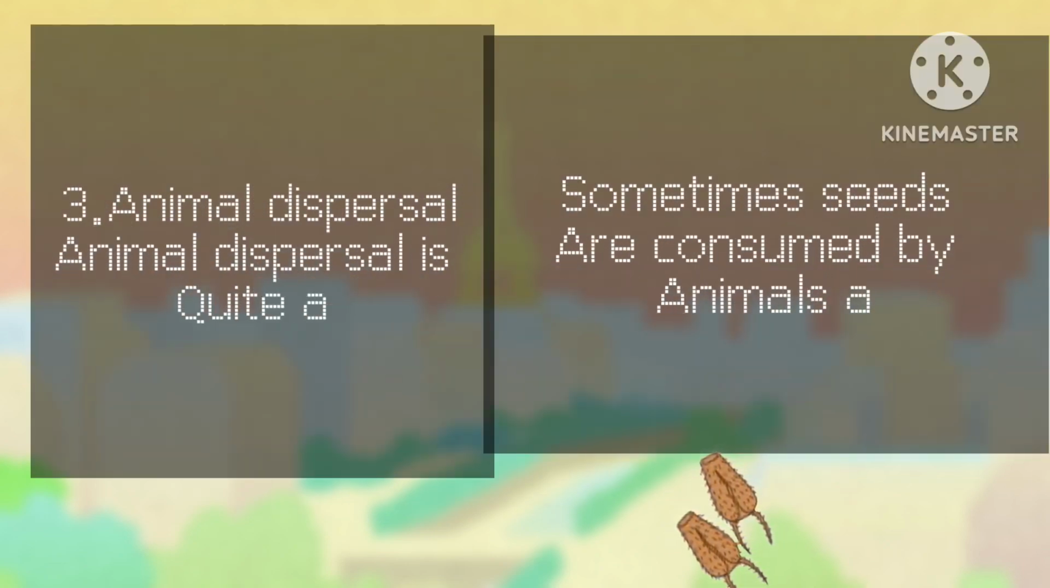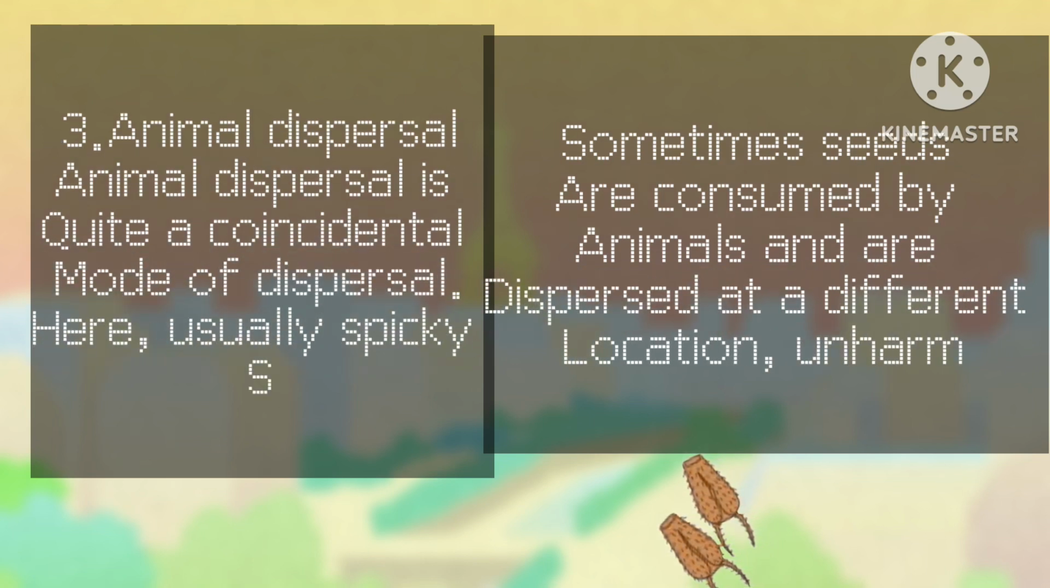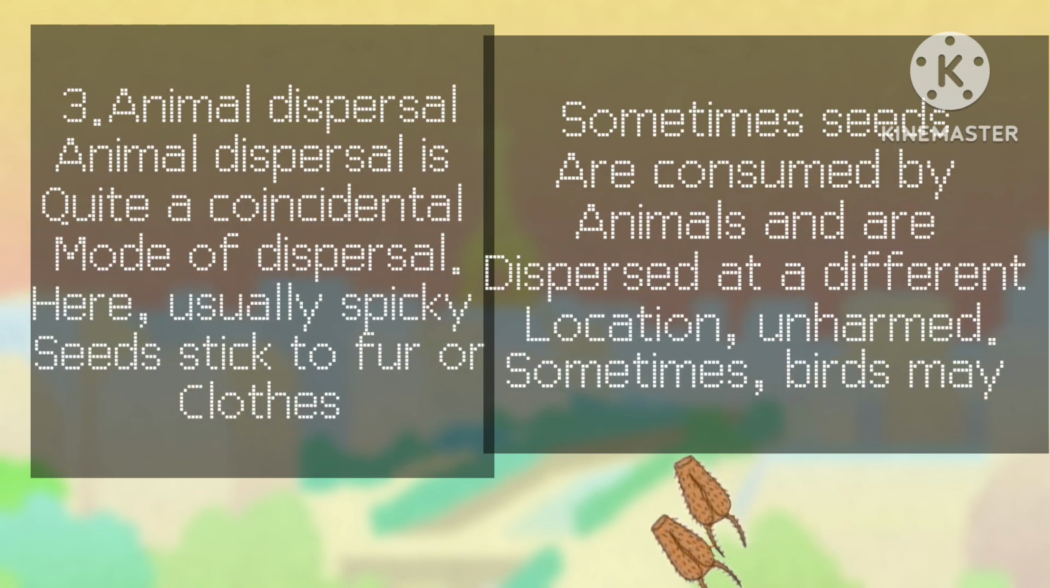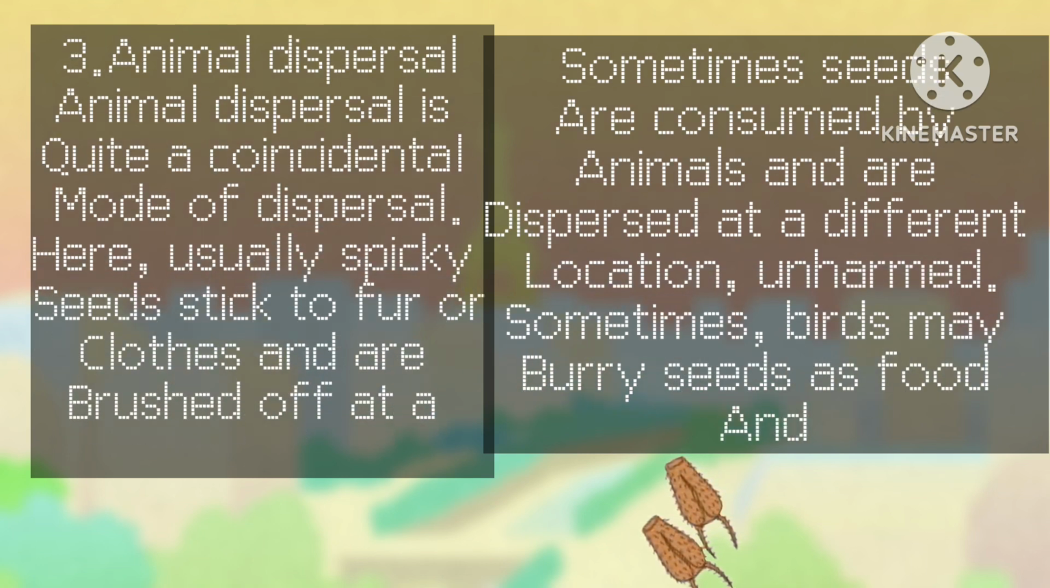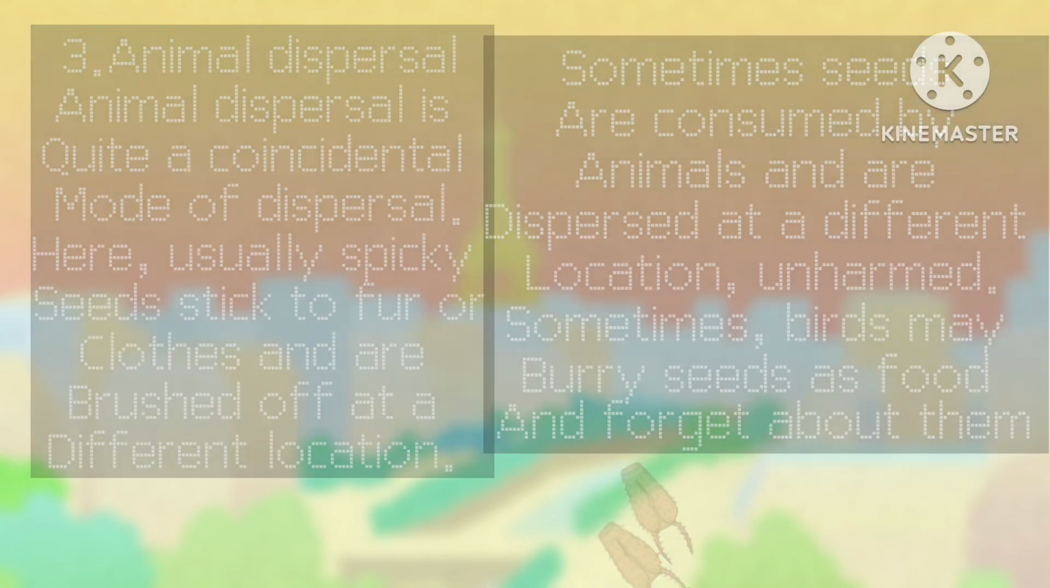Animal dispersal. Animal dispersal is quite a coincidental mode of dispersal. Here, usually spiky seeds stick to fur or clothes and are brushed off at a different location. Sometimes, seeds are consumed by animals and are dispersed at a different location unharmed. Sometimes, birds may bury seeds as food and forget about them.